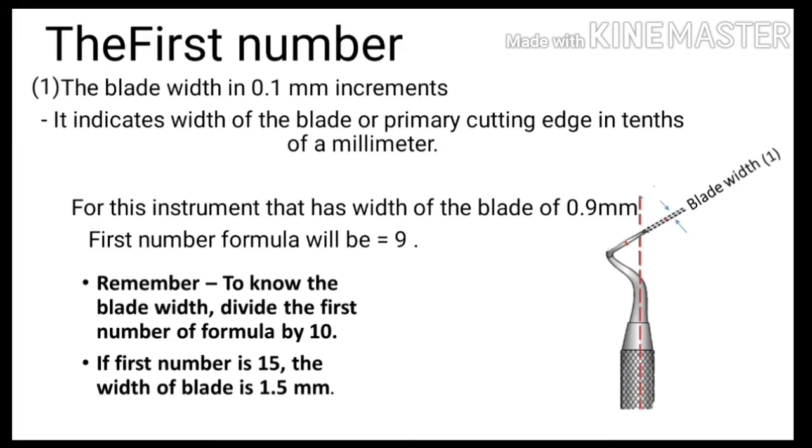Remember, to know the blade width, divide the first number of the formula by 10. That is, if the first number is 15, then the width of the blade is 15 by 10, that is 1.5 mm.